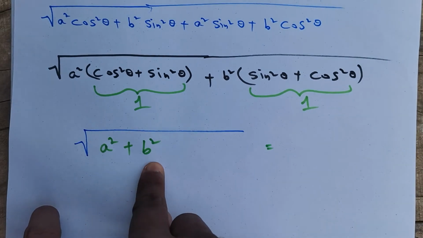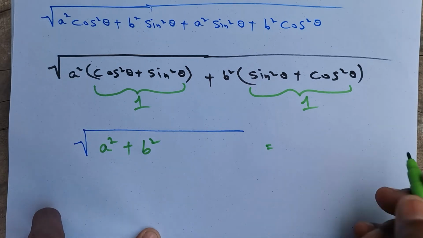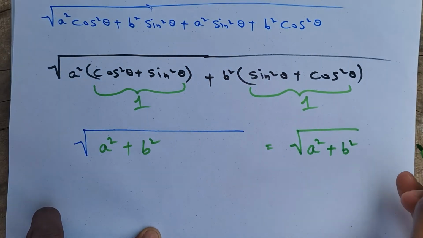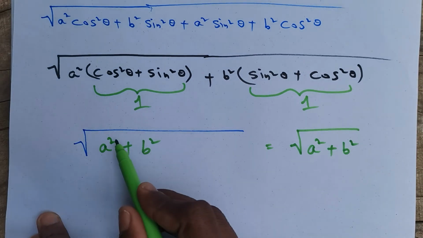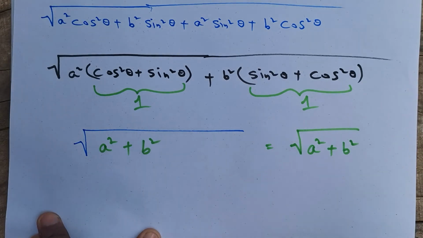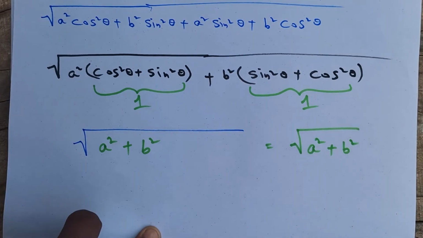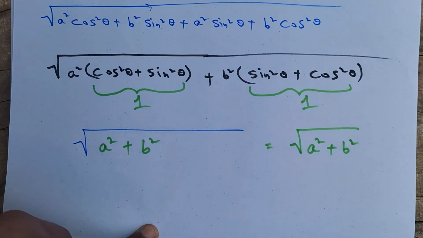Here two terms are there, so we cannot make it 1. So that's why the answer is completed: under root a square plus b square only. Some students will make a mistake here by cancelling this square and square root. It won't happen like that. Under root a square plus b square is the final answer. So the distance between those given points is under root a square plus b square.